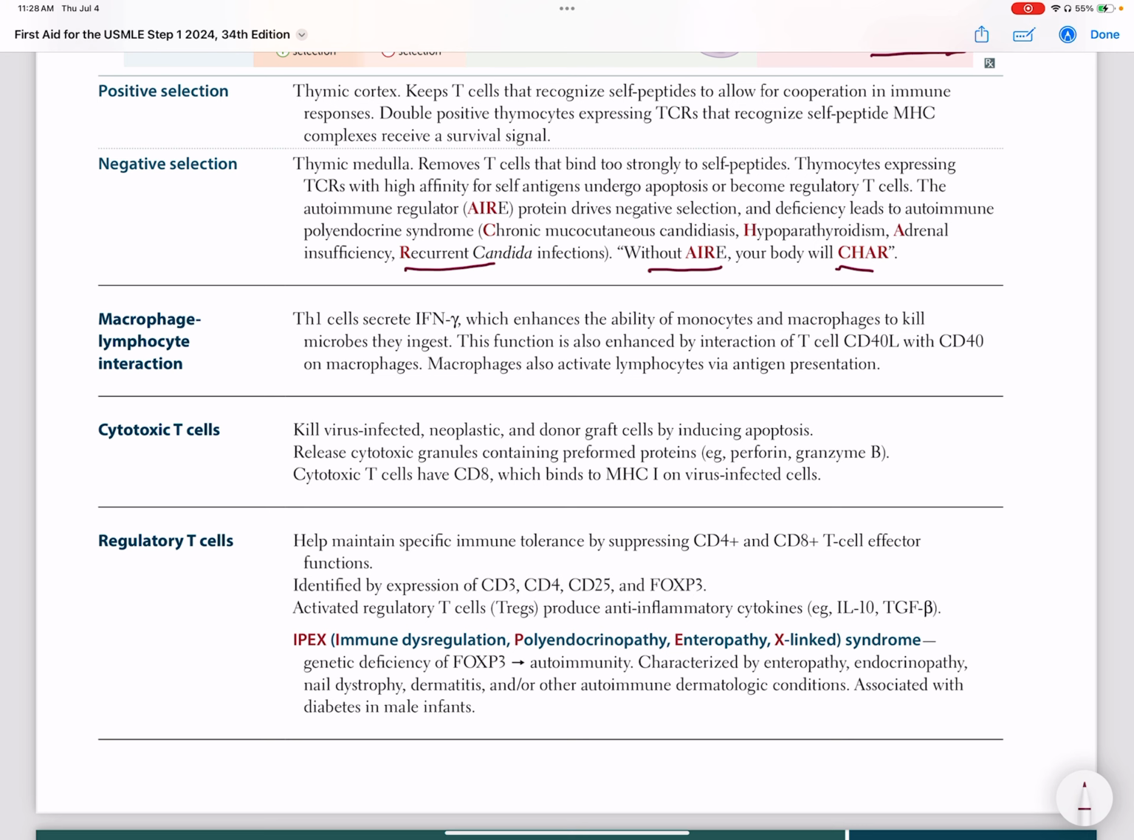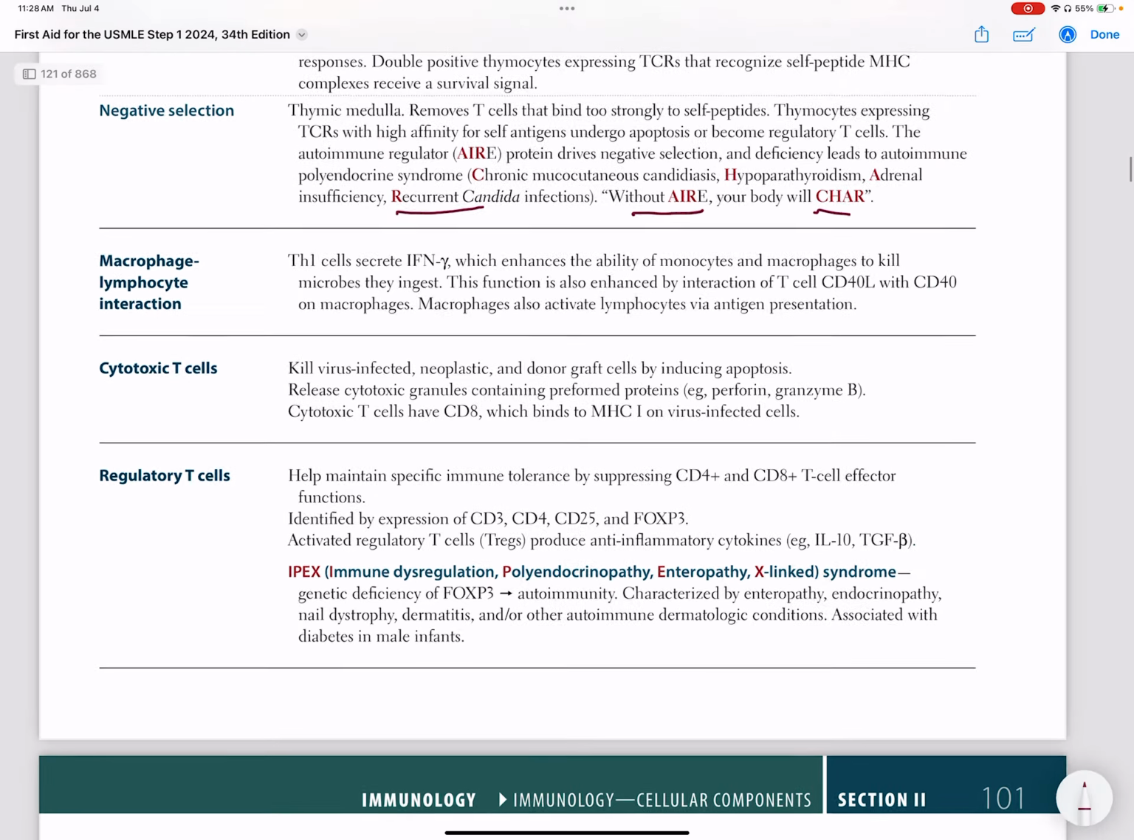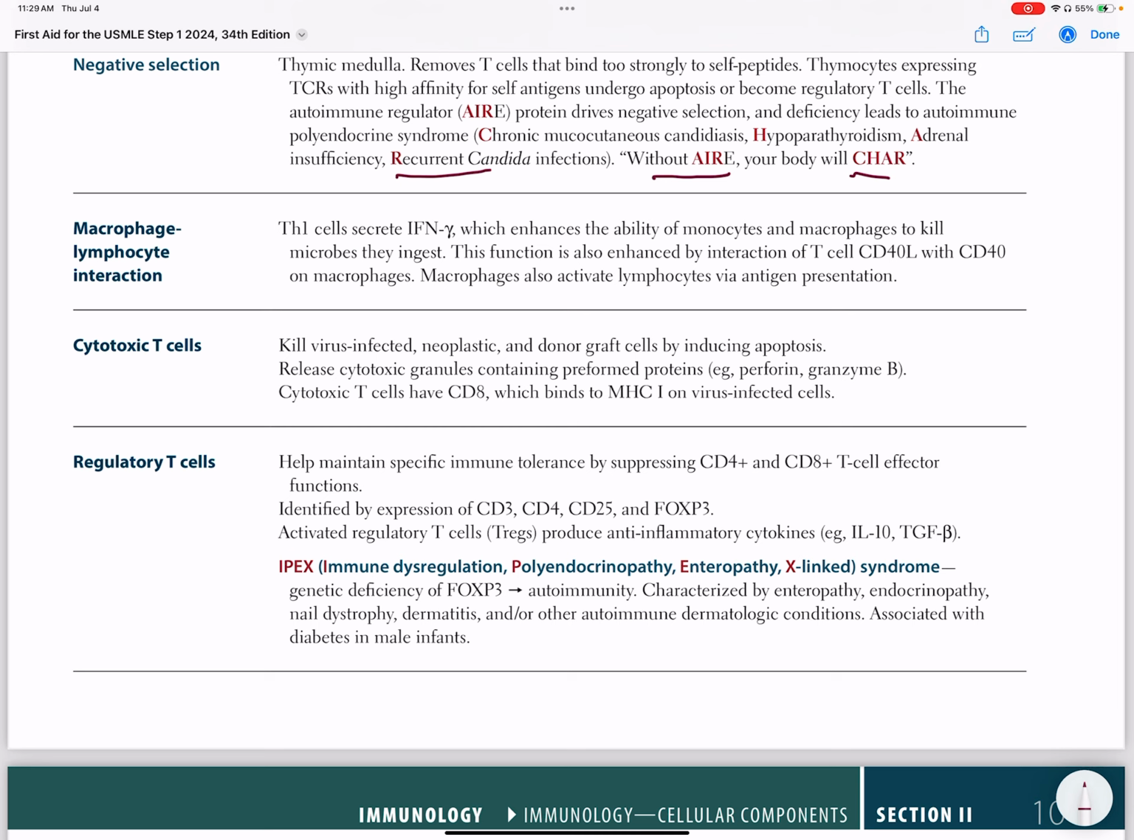Macrophage-lymphocyte interaction. Th1 cells secrete interferon gamma, which enhances the ability of monocytes and macrophages to kill microbes they ingest. This function is also enhanced by interaction of the T cell's CD40 ligand with CD40 on macrophages. Macrophages also activate lymphocytes via antigen presentation. Cytotoxic T cells kill virus-infected, neoplastic and donor graft cells by inducing apoptosis. They release cytotoxic granules containing preformed proteins, perforin and granzyme B. Cytotoxic T cells have CD8, which binds to MHC I on virus-infected cells.